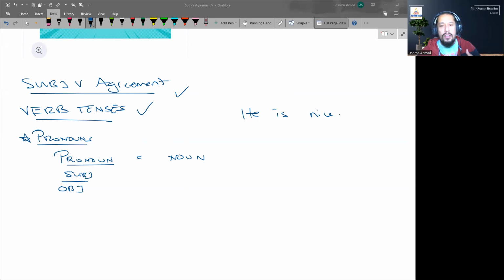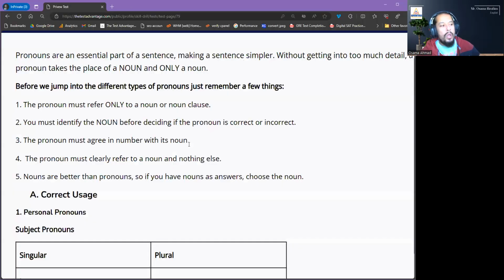طبعا زي ما انتوا عارفين the notes there are going to be quite a few or large amount of notes. أنا بحب practice أكتر من شرح. However, we do need to understand these ideas, right? So let's begin today pronouns. So the pronoun is an essential part of any sentence. It makes the sentence simpler.